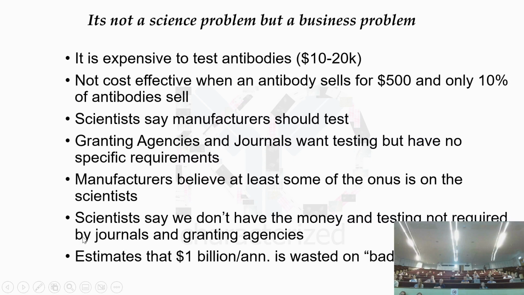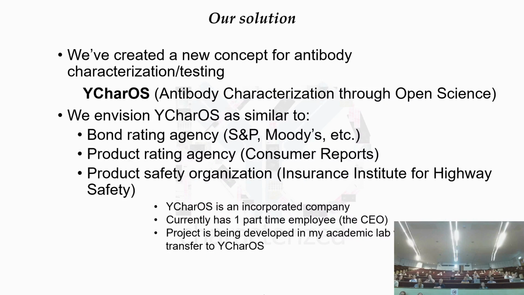And all told, that leads to some estimates that maybe $1 billion are wasted a year on bad antibodies. But worse, well, $1 billion is pretty bad, but maybe worse is a lot of non-reproducibility that costs downstream, okay? So we came up with a solution. It's not the solution. I had it labeled as the solution, but it's just our solution. So we created a concept for antibody characterization or testing that we call YCharOS. YCharOS stands for Antibody Characterization through Open Science, okay?